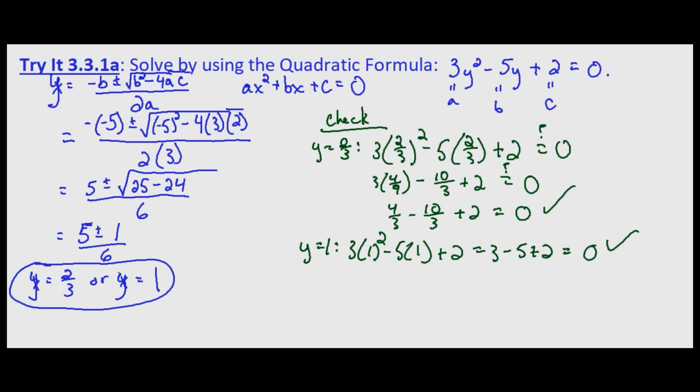So with 3y squared minus 5y plus 2 equals 0, y equals 2/3, or y equals 1.